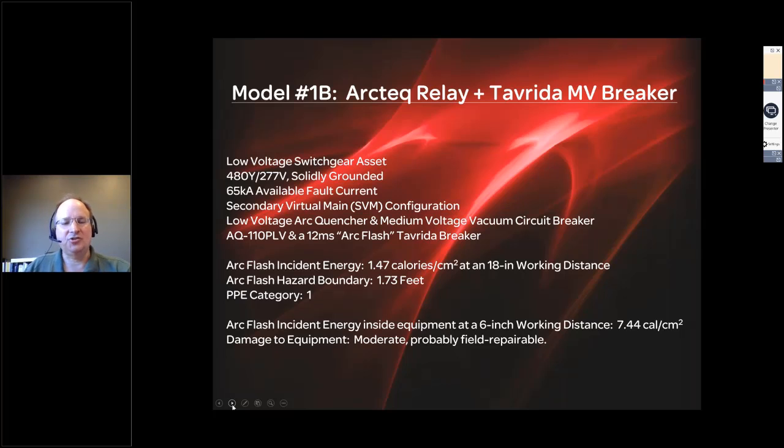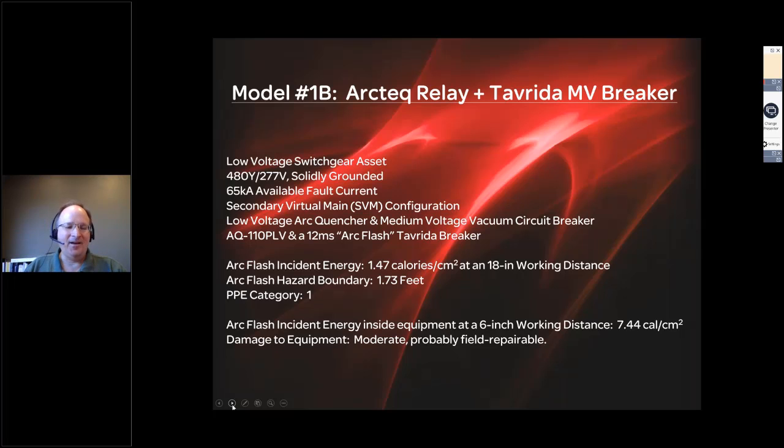And in this case, you can see the dramatic impact on incident energy that the Tavrida breaker had when combined with the Arcteq relay. The arc flash incident energy reduced to only 1.47 calories. Arc flash hazard boundary less than 2 feet now. We're down to category 1. Inside the equipment, at that 6-inch working distance we modeled, 7.44 calories per centimeter squared.